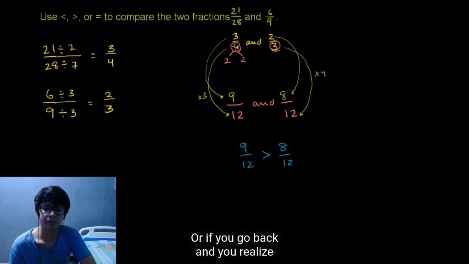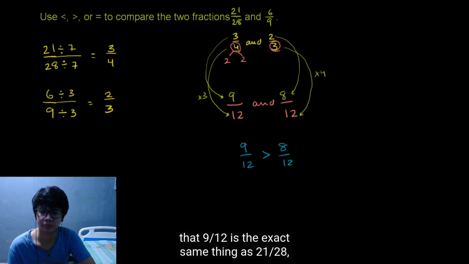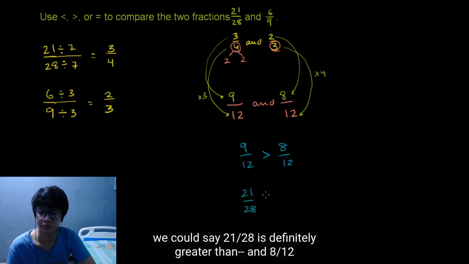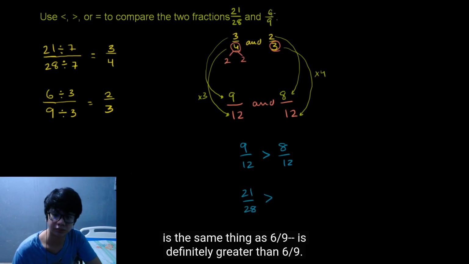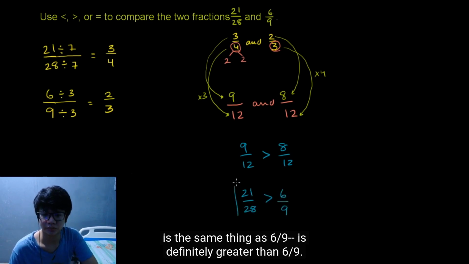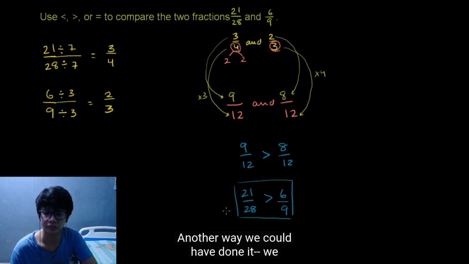Or if you go back and you realize that 9 twelfths is the exact same thing as 21 over 28, and 8 twelfths is the same thing as 6 ninths, we could say 21 over 28 is definitely greater than 6 ninths. And we are done.